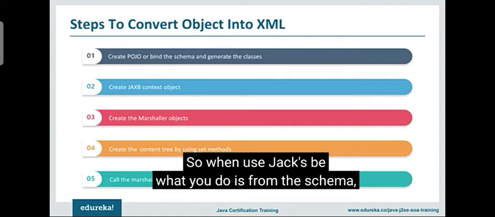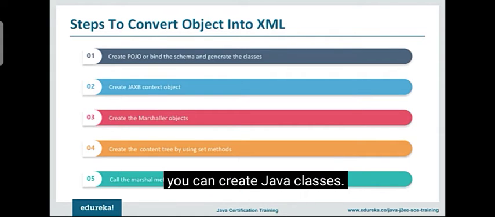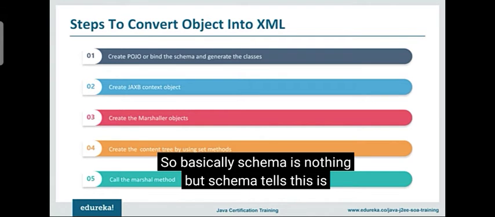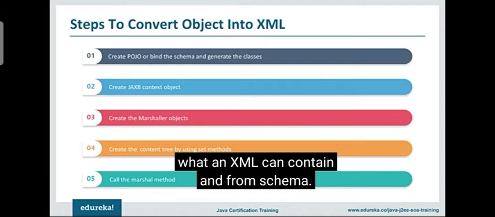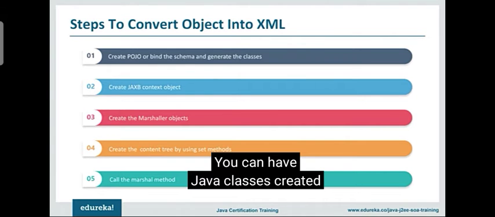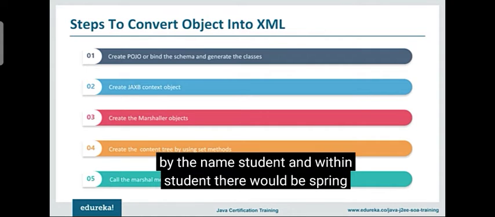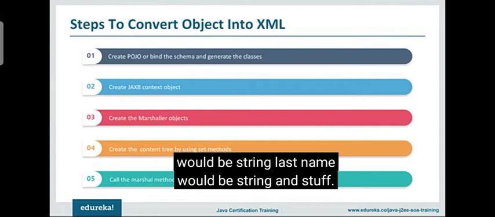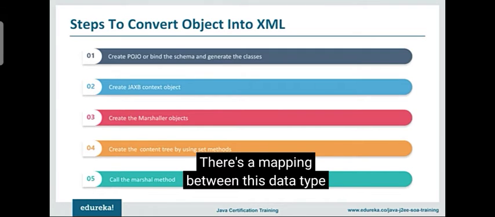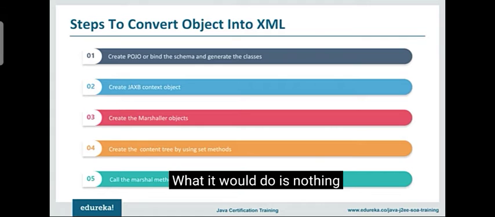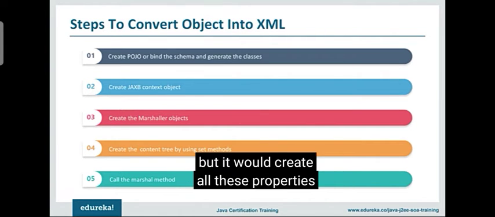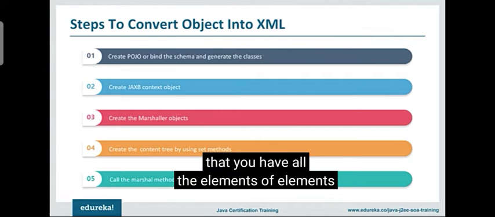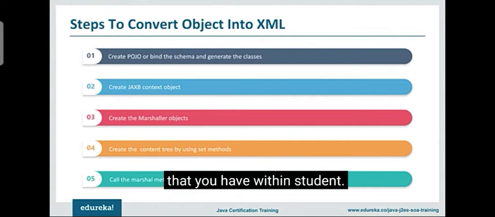So when you use JAXB, from the schema you can create Java classes. Schema tells what an XML can contain, and from the schema you can have Java classes created. So there would be a Java class by the name student, and within student there would be strings. Remember we had the data type in the XSD as well, like first name would be string, last name would be string. There's a mapping between this data type and Java data type. It would create all the properties, all the elements and sub-elements that you have within student. There would be a corresponding property created in the Java class.